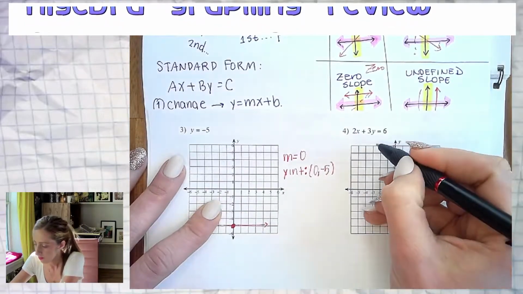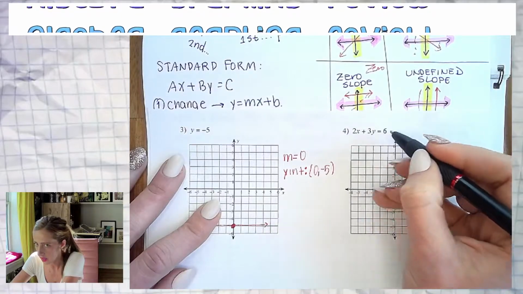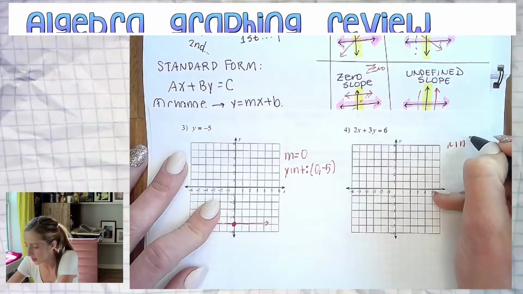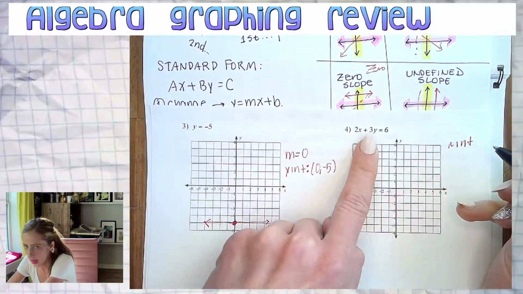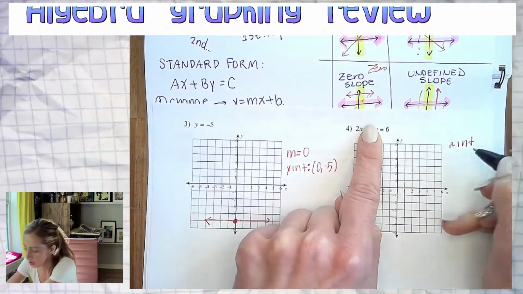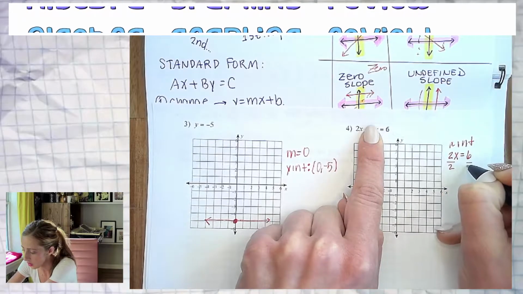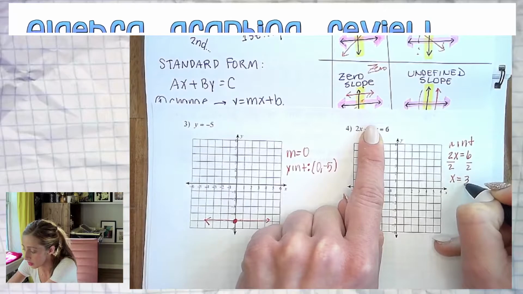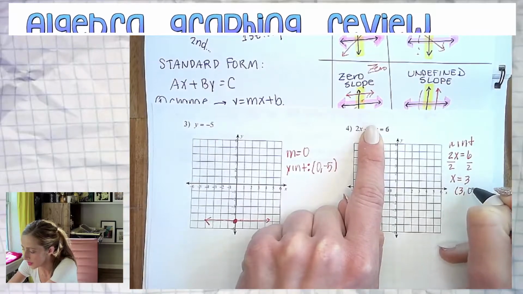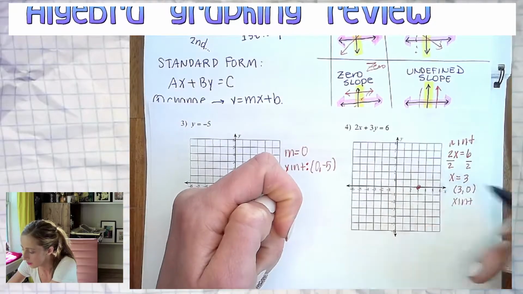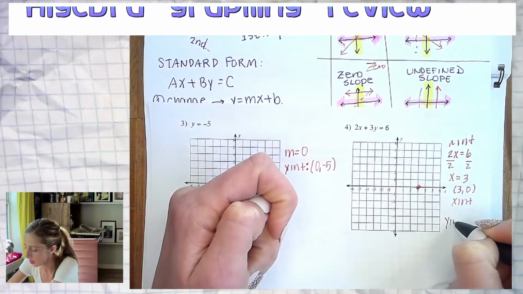Here, I'm going to show you this one using my cheap trick. If I want to find my x-intercept, I'm going to fill in 0 for y. I'm going to cover it with my finger. 2x equals 6. I'm just going to show my work. Divide by 2, and I get x equals 3. So 3, comma 0 is my x-intercept. Put a dot.